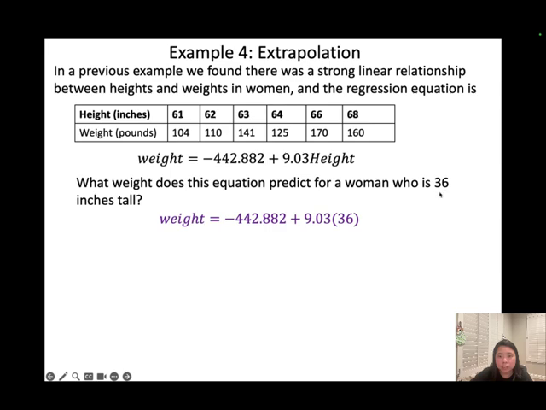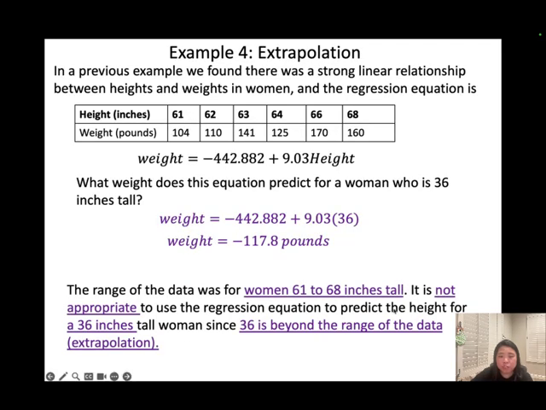So we're going to plug in x equal to 36. Use your calculator. You're going to find that your weight is going to be negative 117.8 pounds. Is it possible? No, right? Weight cannot be negative. Why?